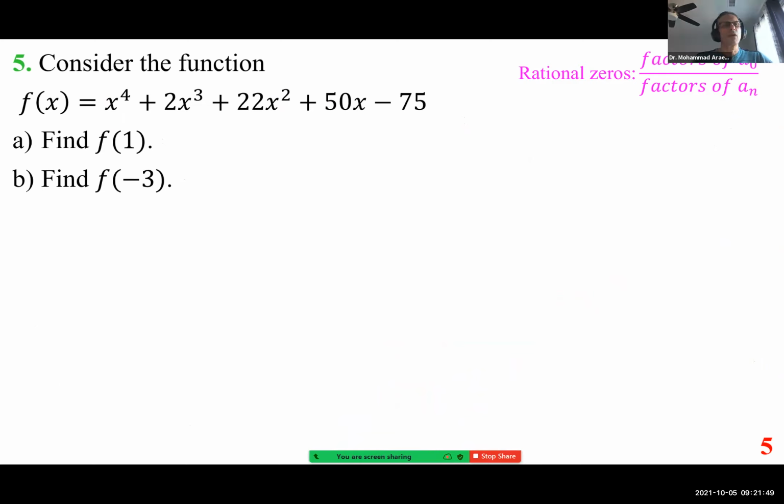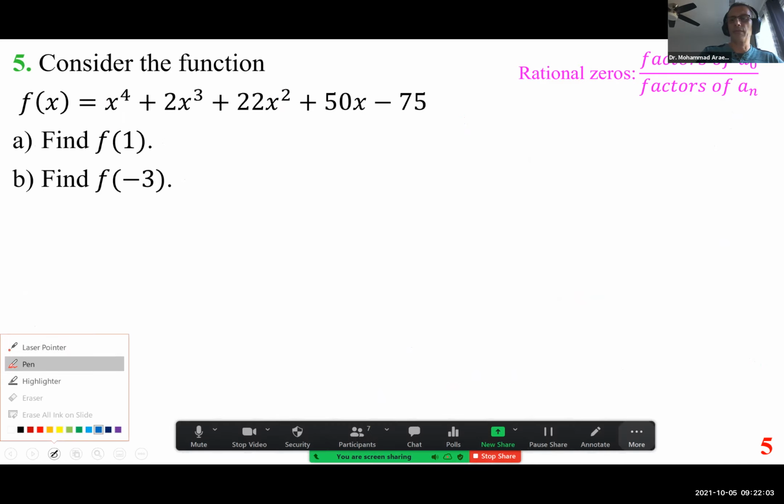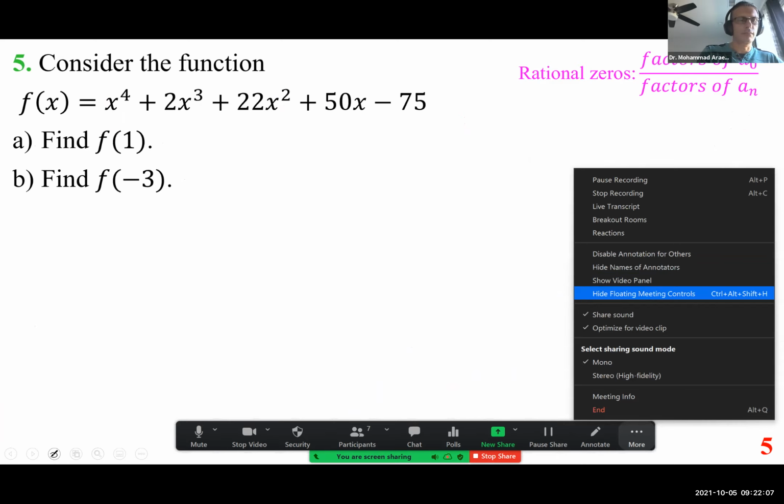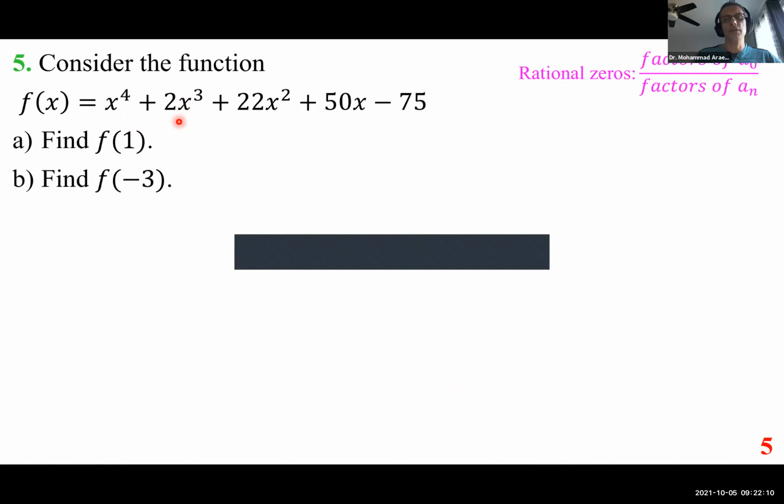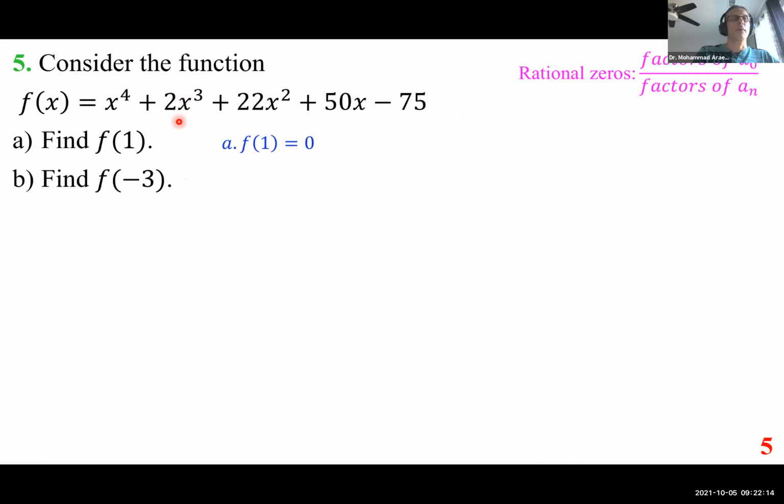Here's the next function. We want to find f of 1 and f of -3. I'm assuming everybody can easily do that. All we have to do is just plug in. So plug in 1 and evaluate it: 1 to the power of 4 plus 2 times 1 cubed plus 22 times 1 squared plus 50 times 1 minus 75. Plug in -3 to the power of 4 all the way to the end. And it so happened both numbers give us 0. And what that means is x minus 1 is a factor, so is x plus 3. That's really the meaning of it.